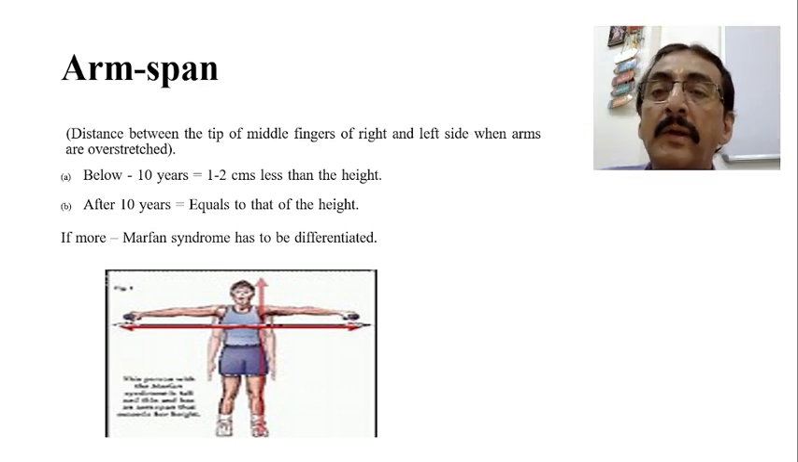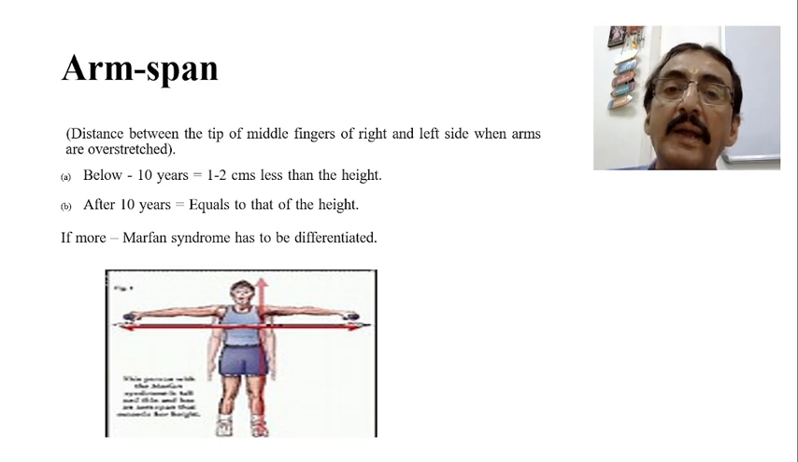Below 10 years, the arm span will be 1 to 2 centimeter less than the height. First you have to take the total height; compared to the total height, the arm span will be 1 to 2 centimeter less. After 10 years, the arm span is equal to your total length, that is, the height.